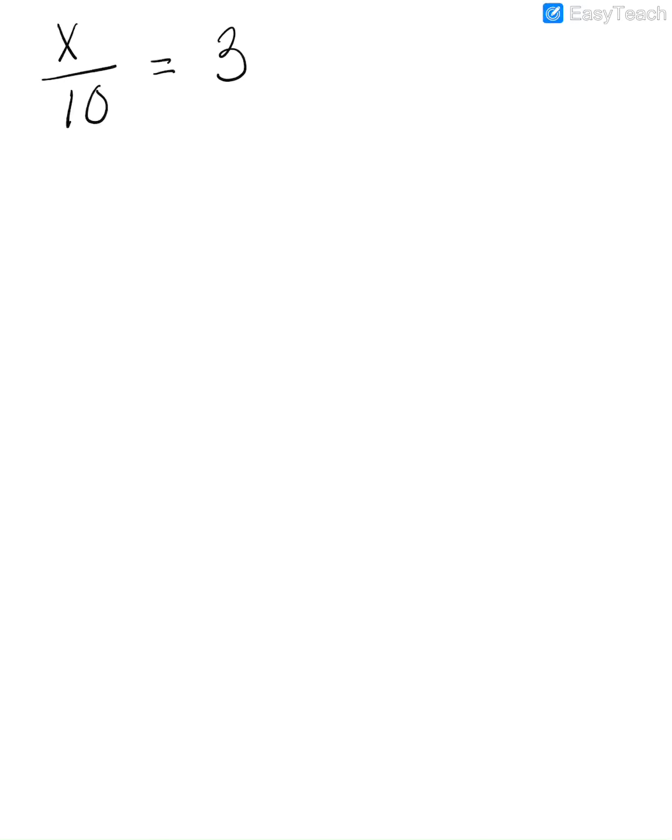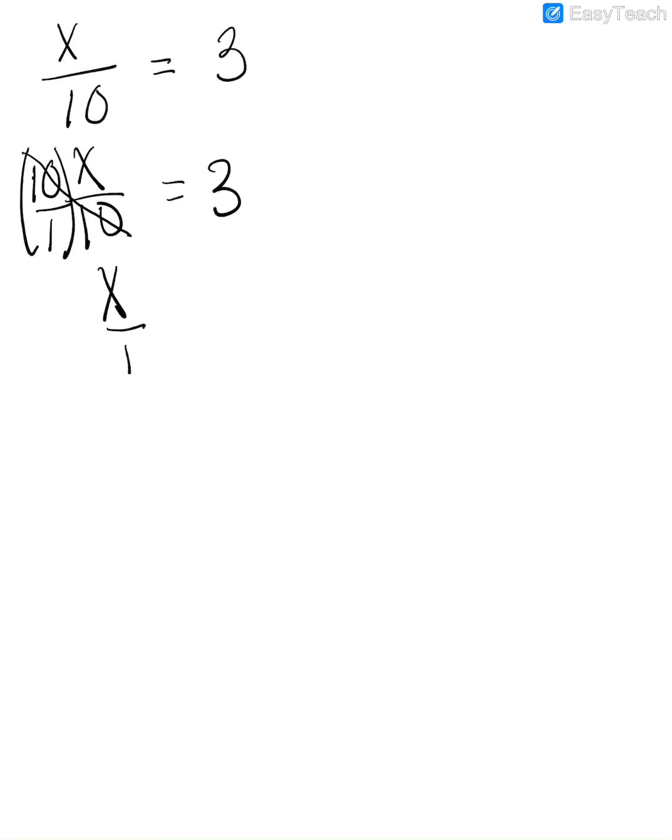All right, so now at this point, you should have tried the problem. So if we have x over 10 equals 3, I want to multiply both sides by that 10 over 1, which is the same as just 10. And this will cancel out. We'll be left with x over 1 equals 3, which is the same, equals 30. We multiply both sides by 10.